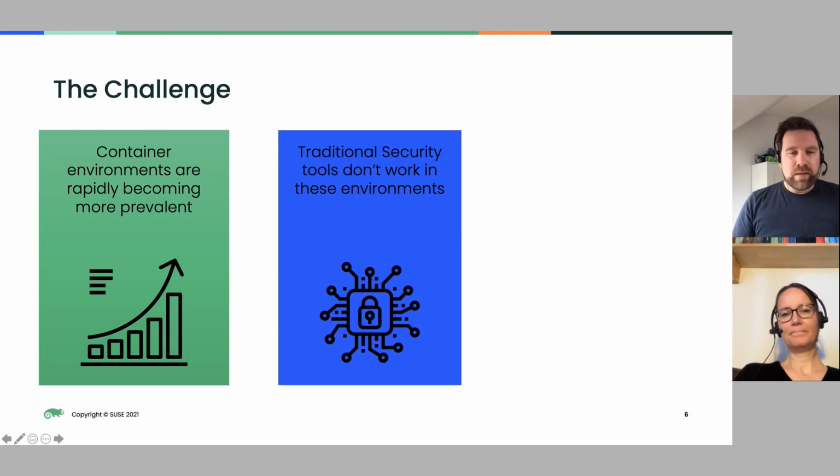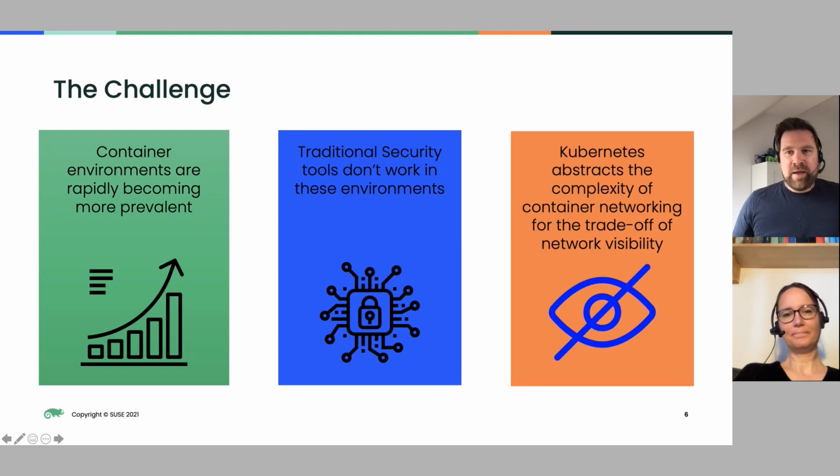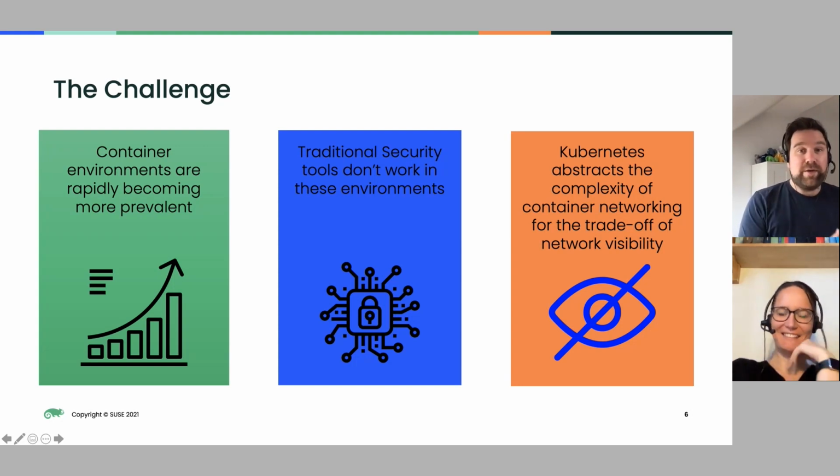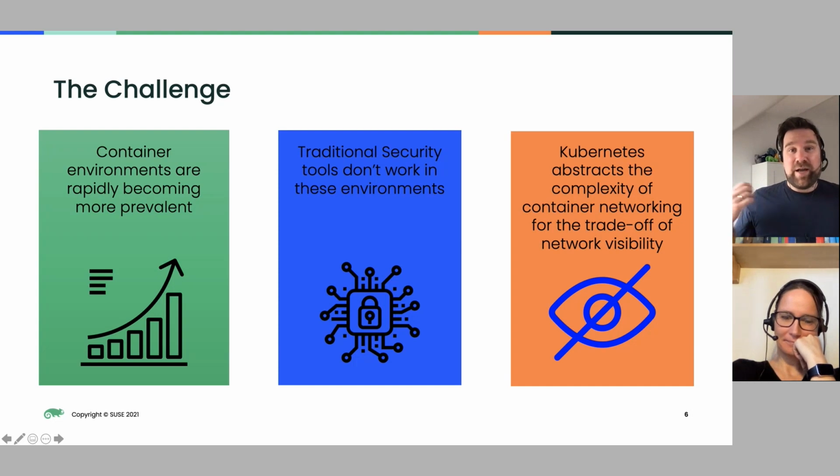An additional challenge is that it's on the one hand great that Kubernetes abstracts all the networking aspects away from you and it just works as you would expect. But that has a trade-off that you also have a lot less visibility inside of the container network. And again, traditional security tools basically only tell you what's happening outside of the cluster, but not inside of the cluster.